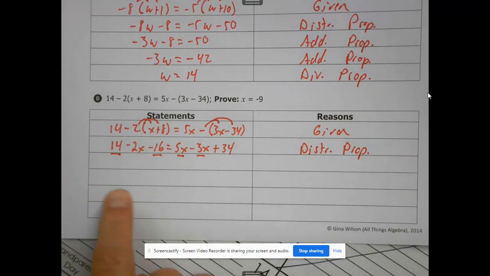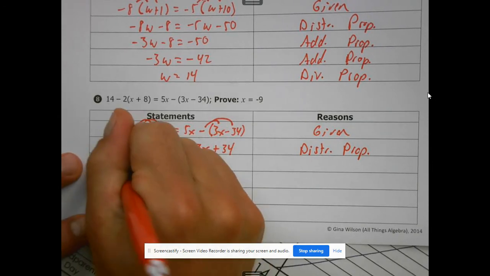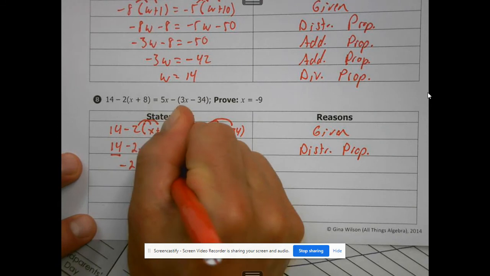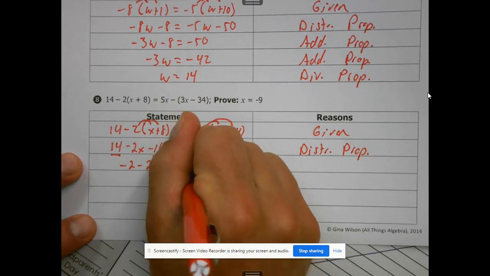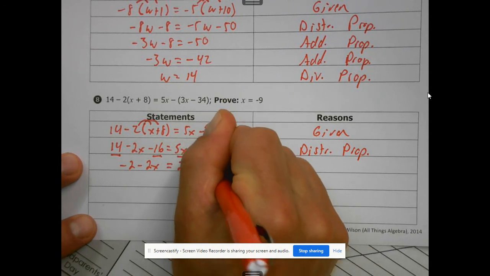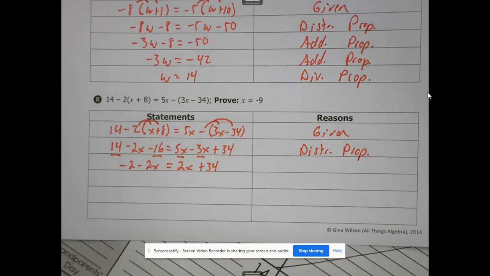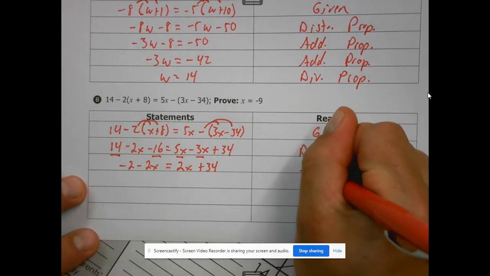All right, combine like terms over here. 14 and negative 16 is negative 2. Bring down the negative 2x. 5x, negative 3x is 2x. Don't forget your 34. Whenever we combine like terms or replace an expression, that is substitution property.